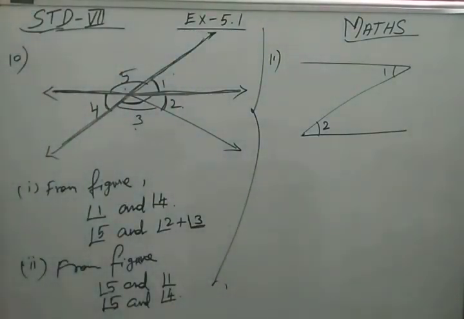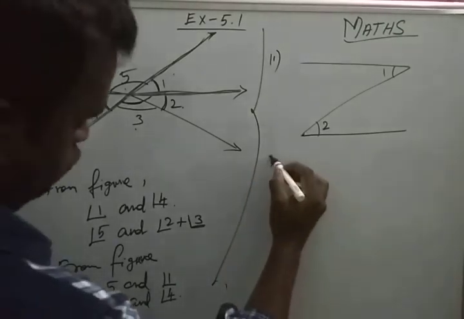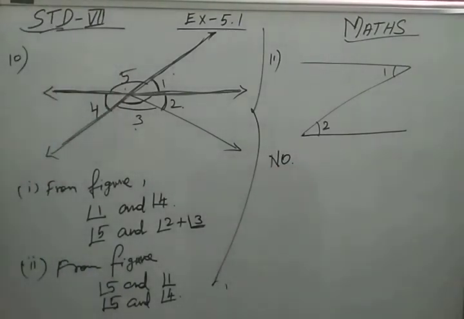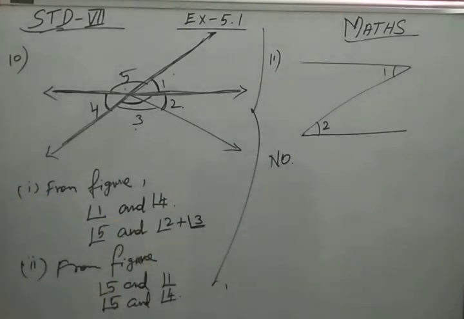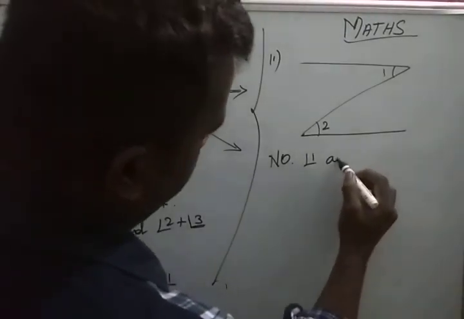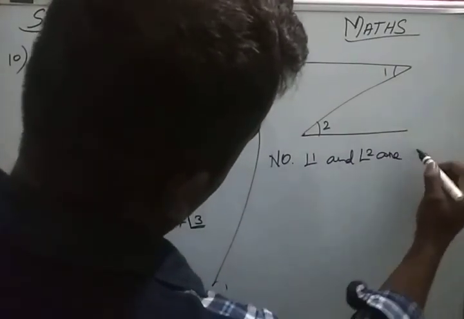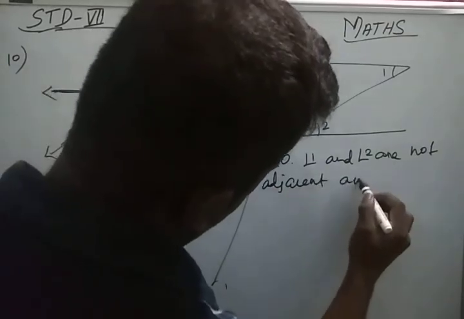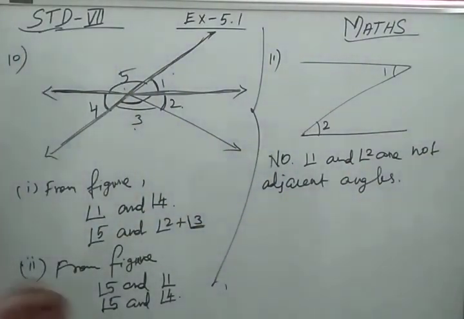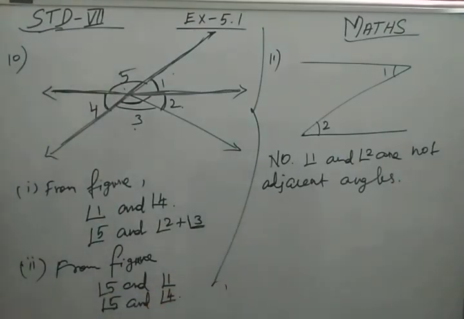From the figure they are asking whether it is adjacent. Whether it is adjacent, we can say no. Why no? Angle 1 is here, angle 2 is here. Whether it is adjacent they are asking, we can say no. Why do we say no? Angle 1 and 2 are not adjacent angles. That we can say already. But why? We have to give the reasons.